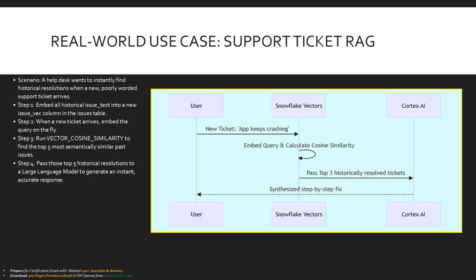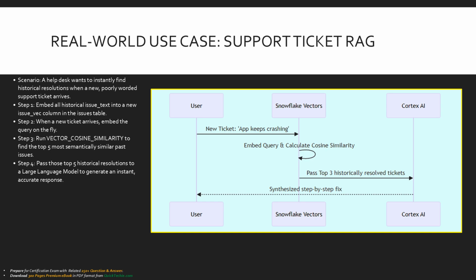Now, a frustrated user submits a poorly worded ticket. Your application embeds this new query on the fly. Next, it runs vector cosine similarity against the historical table, ordering descending by similarity and limiting to the top 5. Finally, it passes the text of those top 5 resolved issues to an LLM like Mistral or Claude. Because you provided perfectly retrieved historical context, the LLM generates a highly accurate, grounded resolution for the customer instantly.